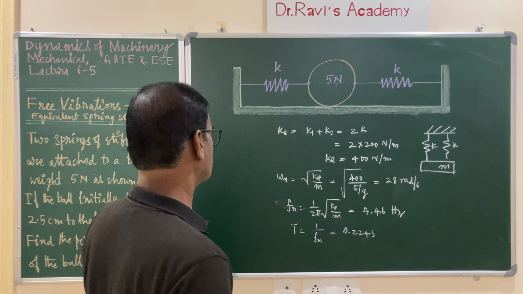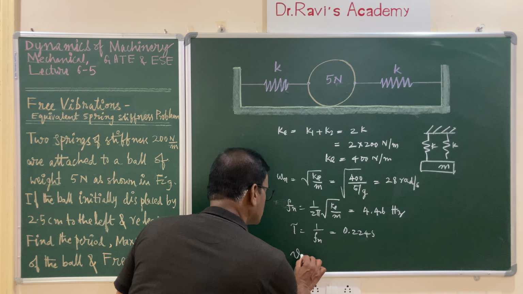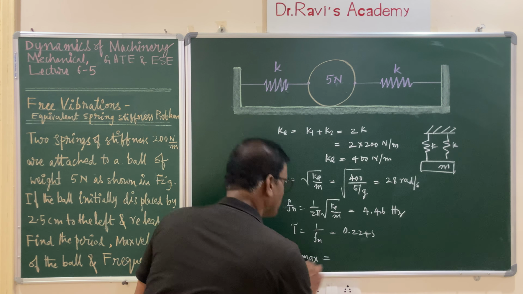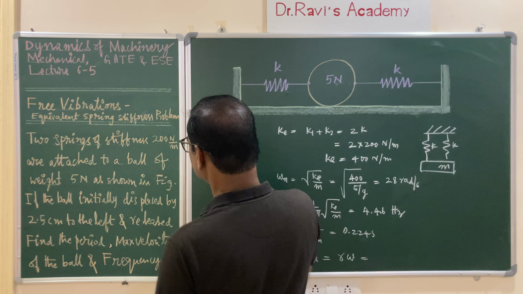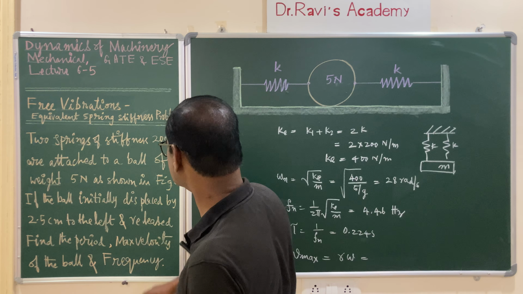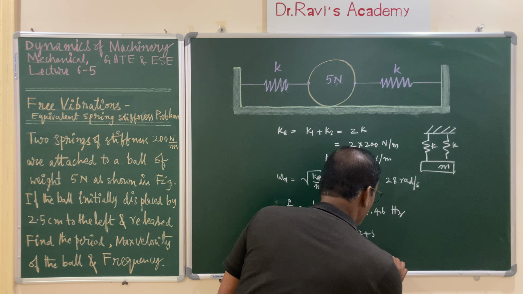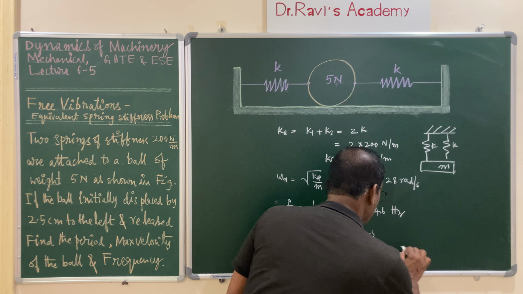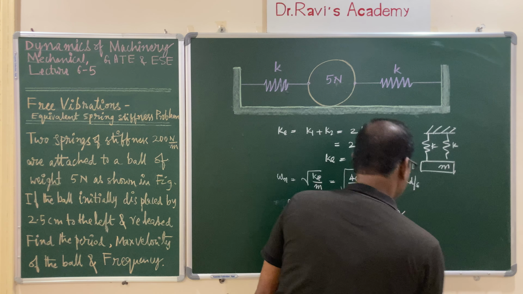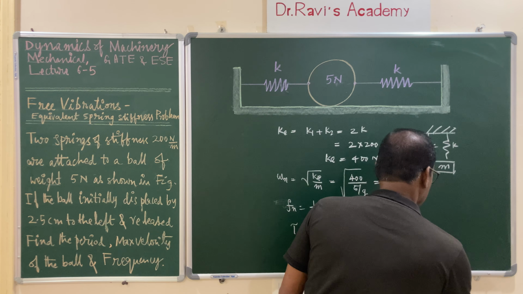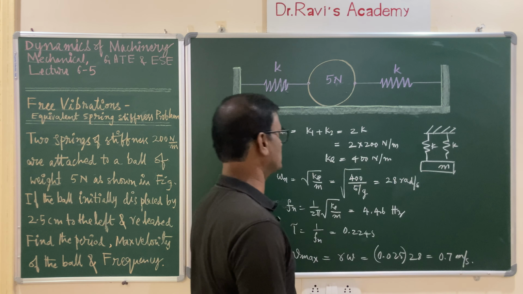And he is asking even for the maximum velocity. The maximum velocity is equal to the maximum amplitude r into omega, and r is given here, it is displaced by 2.5 centimeters divided by 100. So that is 0.025 meters, and omega you have calculated, that is 28, and this gives you the maximum velocity of 0.7 meters per second.